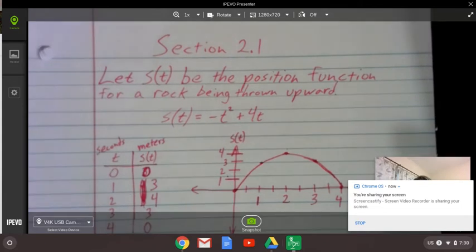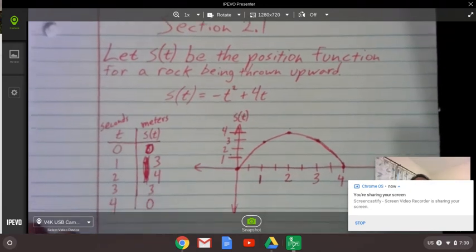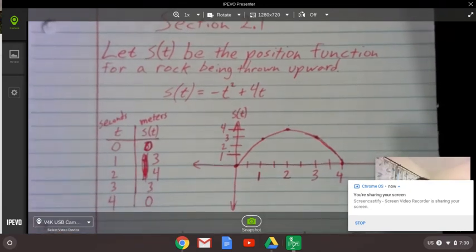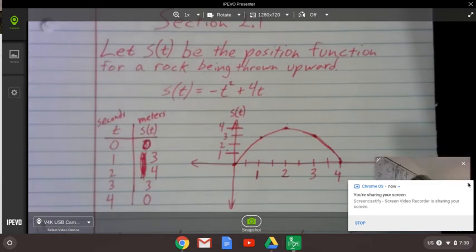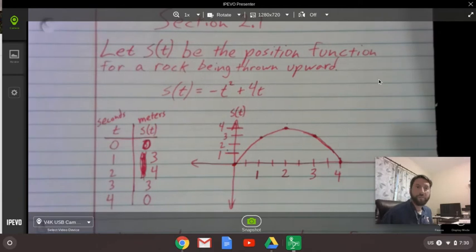Alright, so this is section 2.1 if you're looking at your book. What we're talking about here, we're kind of introducing limits at this point. So just to start you off, I'm just going to do a little example here.